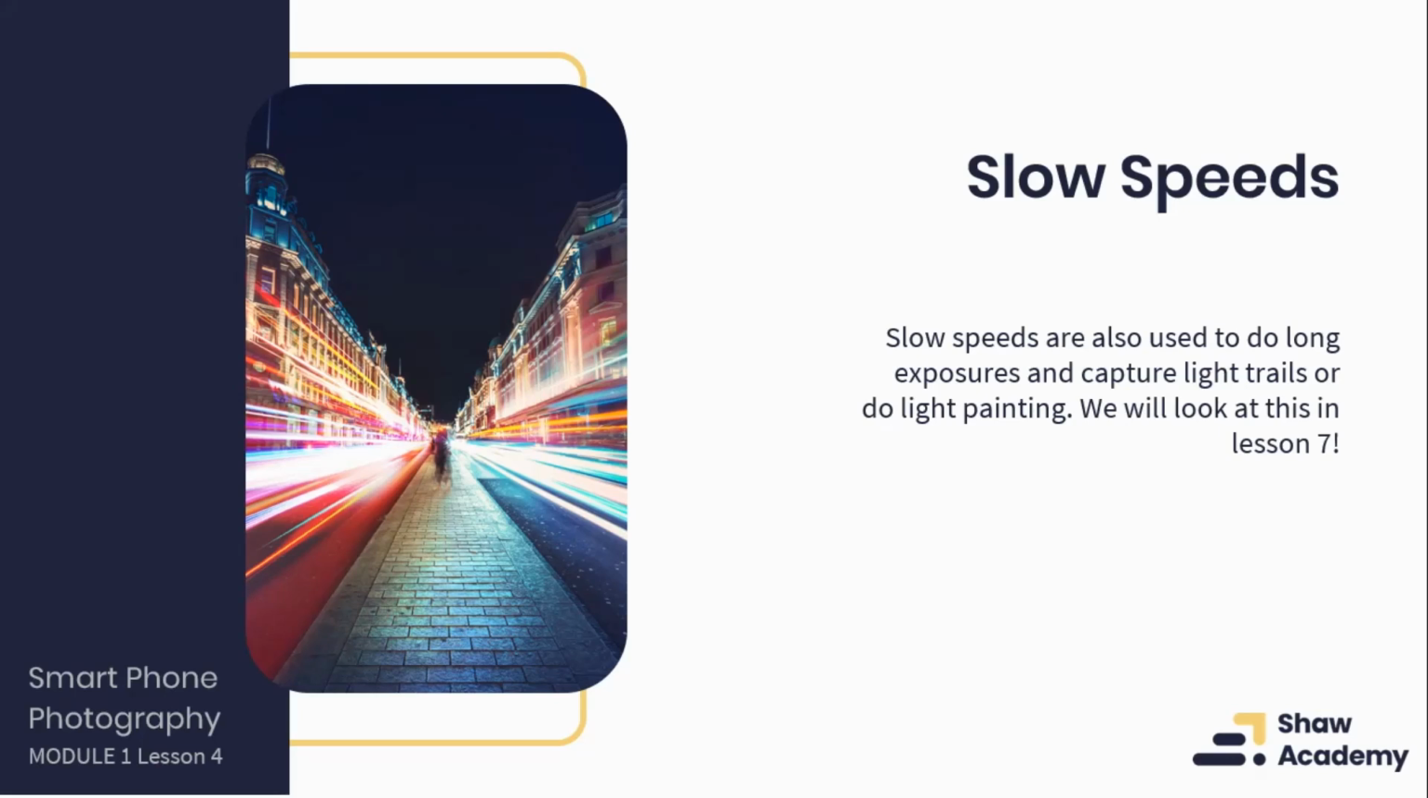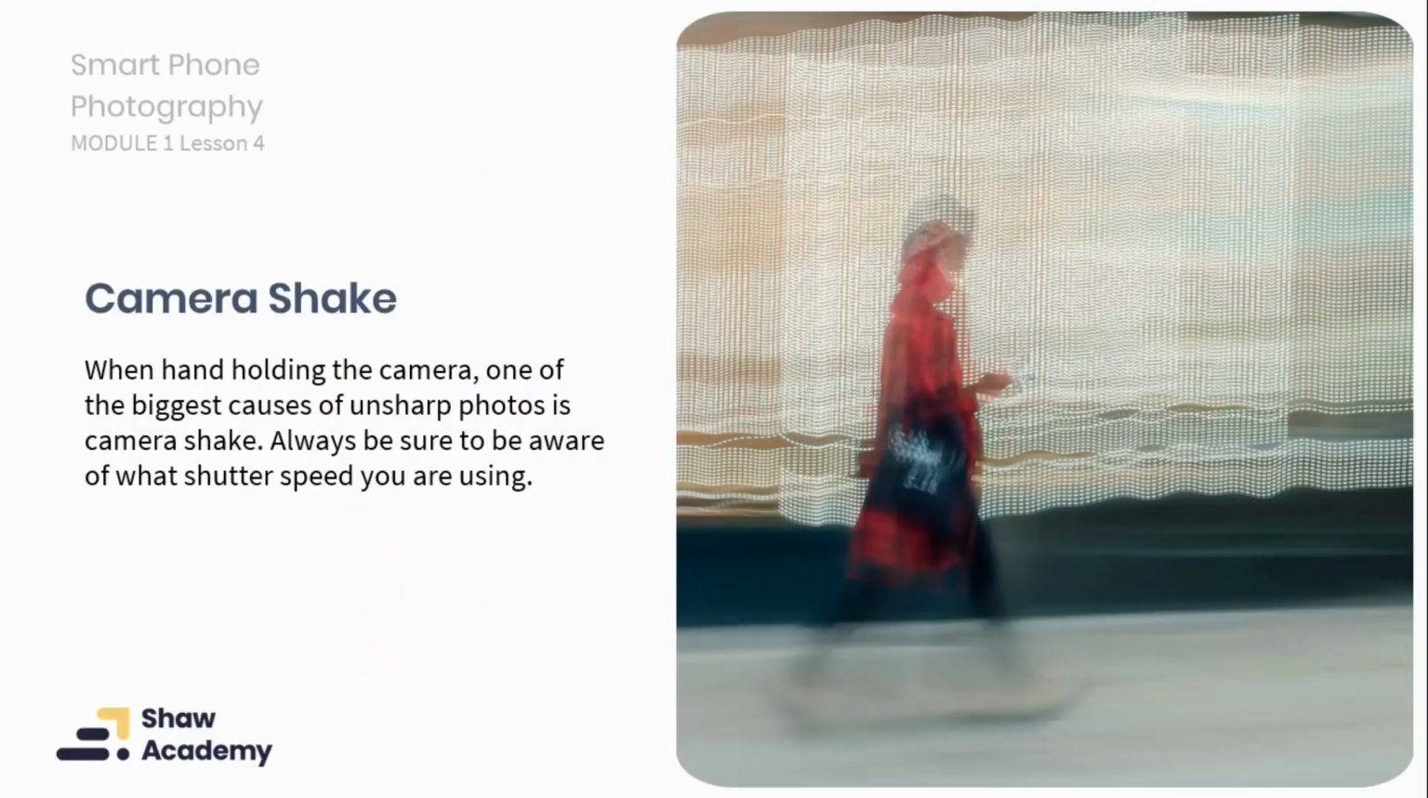Now, one thing you do need to be very careful of when using slower shutter speeds is camera shake. And this is perhaps the biggest cause of unsharp photographs. I always get students asking me, how do I focus better? I keep getting photographs that are out of focus and blurry. And the majority of the time, it has nothing to do with your focusing, it's to do with your shutter speed. So you need to be very, very careful with camera shake.